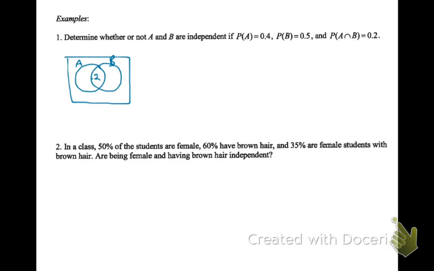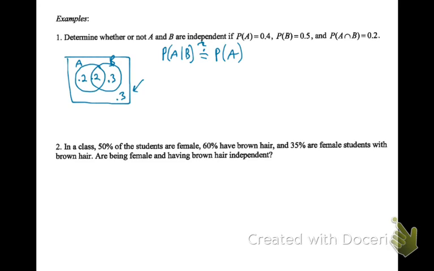That means the remainder of A must be 0.2 because all of A must be 0.4. And the remainder of B must be 0.3 because all of B is 0.5. And then the outside, make sure you account for everything, the total. Notice this is a total of 0.7, so I have to have another 0.3 that's in neither A nor B. Okay. So we have to test to see if they're independent or not. So we're going to see if the probability of A given B is equal to the probability of A? And if it is, they're independent. If they're not, then they're not.